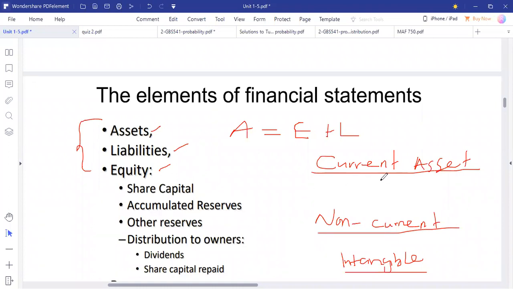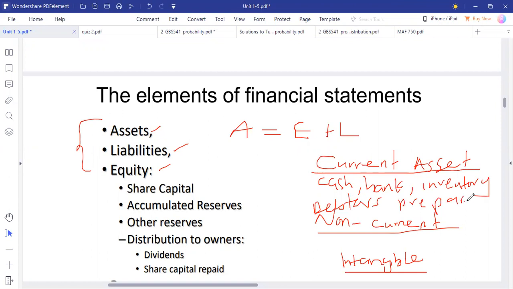Current assets are simply assets that are easily convertible into cash. These include cash itself, cash at bank, inventory, debtors, and prepayments. So these are the assets that a company may be looking at. Debtors are also called accounts receivable. Inventory is also called stock.